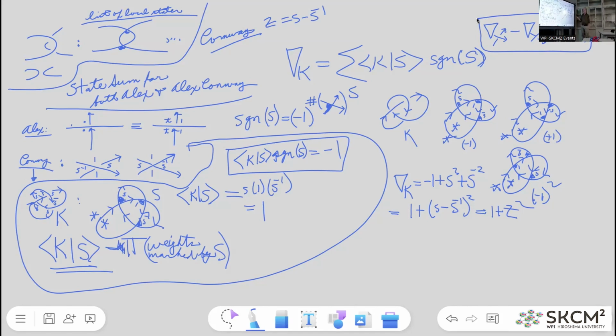It's probably the first time somebody wrote down a combinatorial state sum model for an Alexander polynomial. And then a couple of years later, we realized we could write state sum models for Jones and the other polynomials. But why does this happen from this? Okay, let's talk about that.